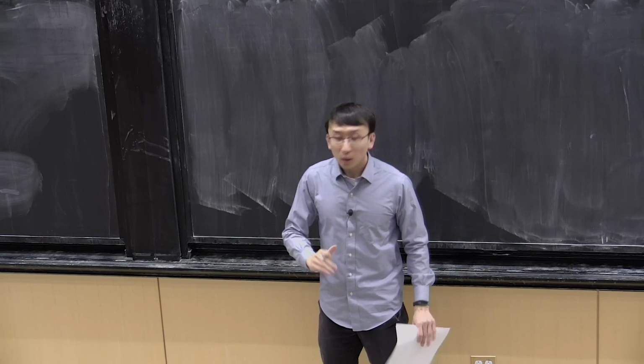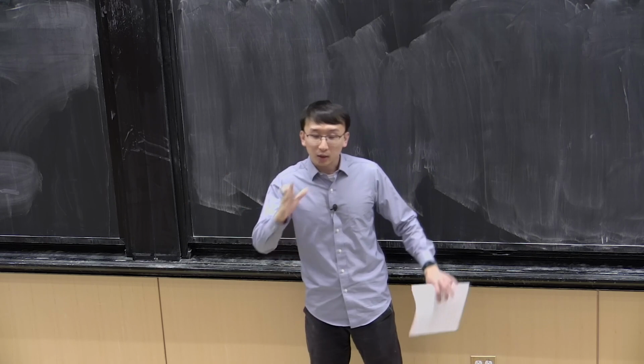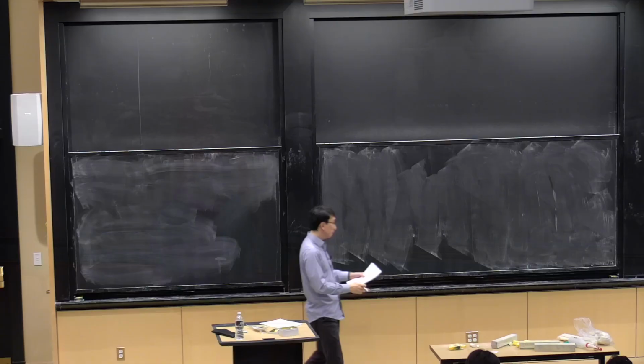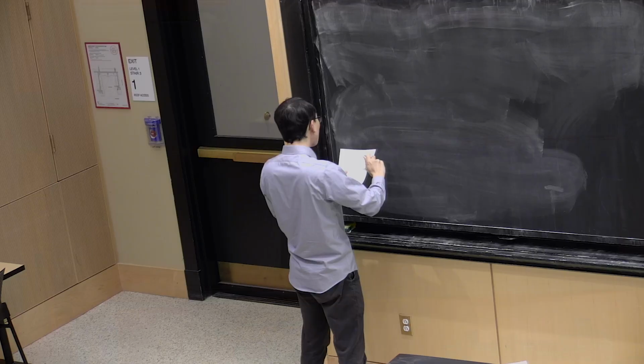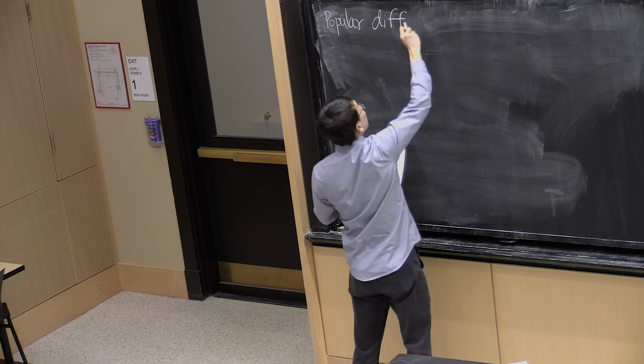So today, in this second half, I want to show you how to do a different proof of Roth's theorem that is much more closely related to the regularity proof, so that has this energy increment element to it. And I show you this proof because it also gives you a stronger consequence. Namely, we'll get not just 3APs, but 3APs with popular difference.